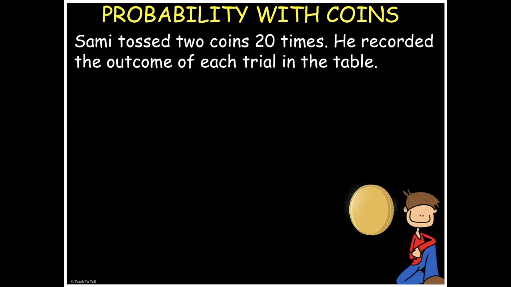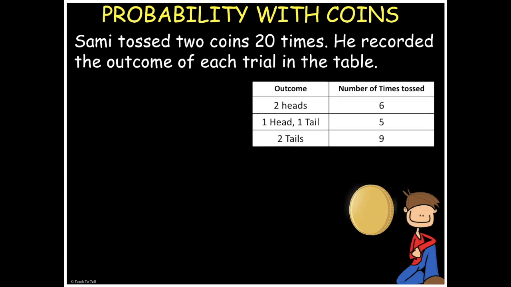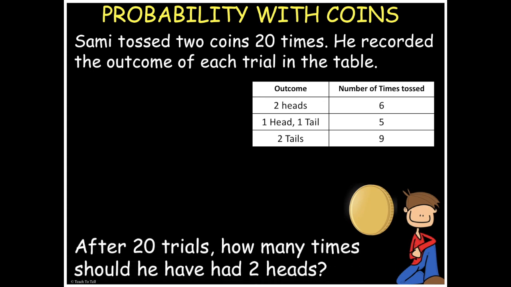Sammy tossed 2 coins 20 times. He recorded the outcome of each trial on the table. So when he tossed 2 coins, he could have gotten 2 heads, 1 tail and 1 head, or 2 tails. And you can see the results in the right column. So after 20 trials, how many times should he have received 2 heads? Just this outcome out of the 20 times.